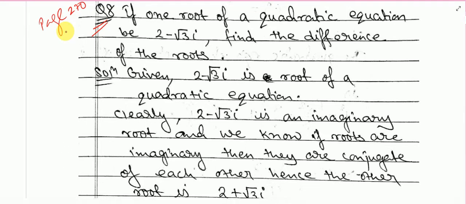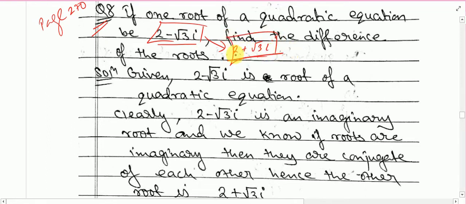Question 8. Here it says, if one root of a quadratic equation is 2 minus root 3i, find the difference of the roots. So here you can see that this is an imaginary root, means a complex number. So the other root will be the conjugate of this, that means the other root will be 2 plus root 3i. And we have to find the difference.